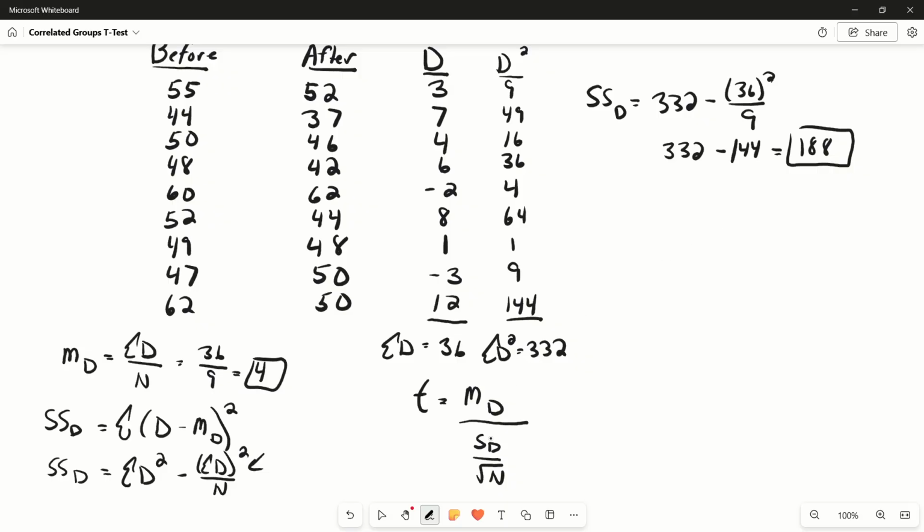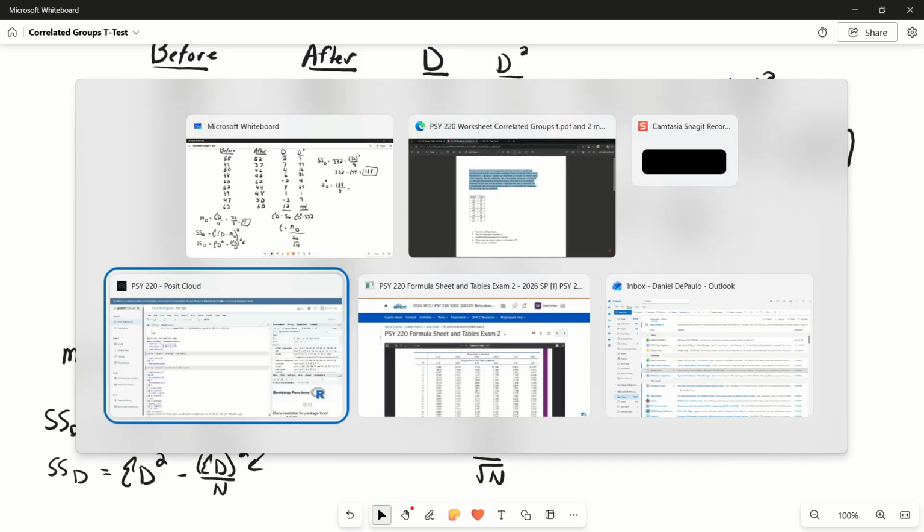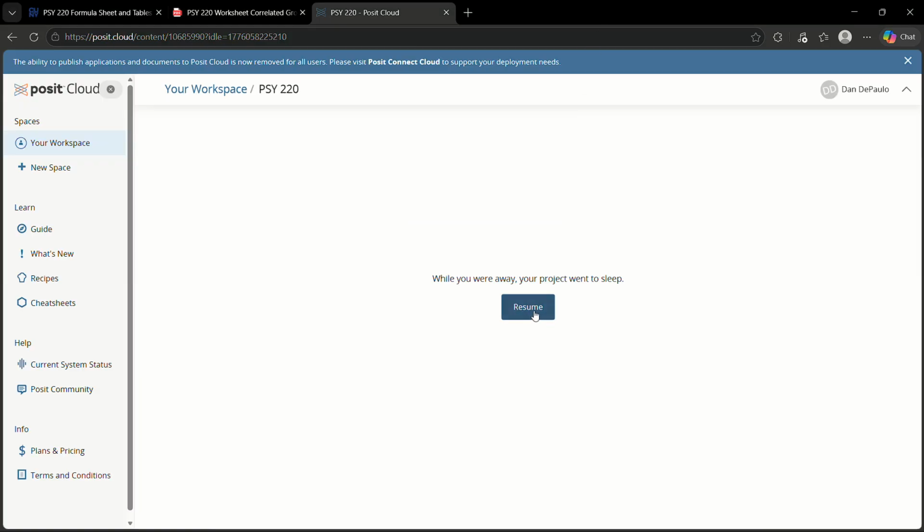So we have to find the variance first, and then we have to find the standard deviation. So the variance is going to be 188, the sum of squares, over n minus 1. So this is over 8. So we have to do 188 divided by 8 to find that variance. And for some reason, I don't have that pre-computed. So I'm going to go back to Posit Cloud, which is R, and do 188 over 8. I just skipped a step, but I'm going to do the intermediate step for you.